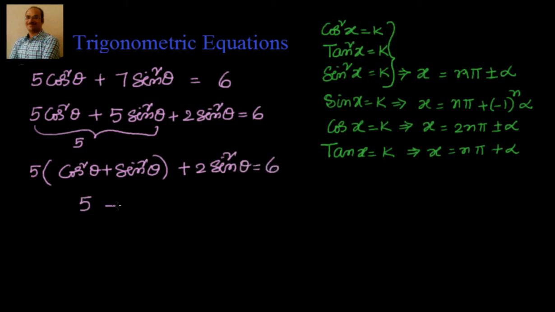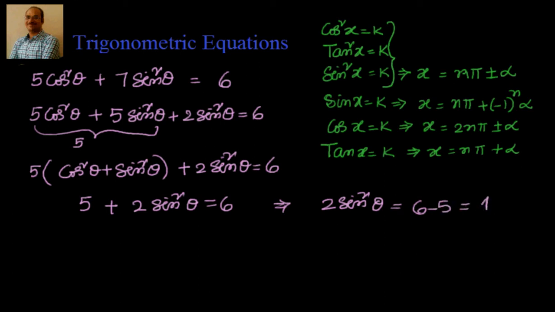This is nothing but 5 plus 2 sin square theta equal to 6. That gives me 2 sin square theta equal to 6 minus 5, that's equal to 1. 2 sin square theta equal to 1, sin square theta equal to 1 by 2. That gives me sin square theta equal to sin square pi by 4.